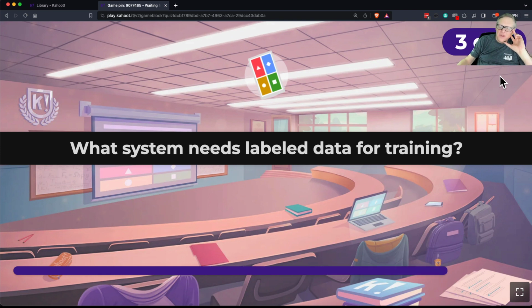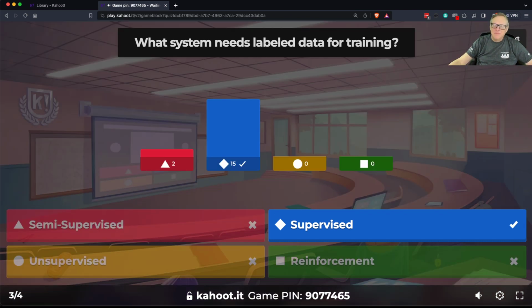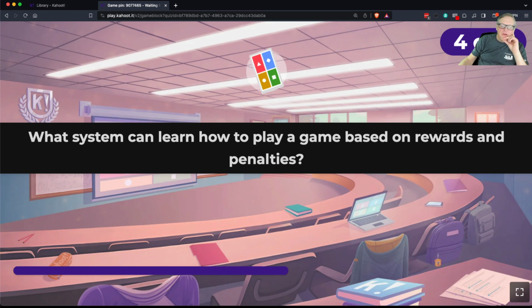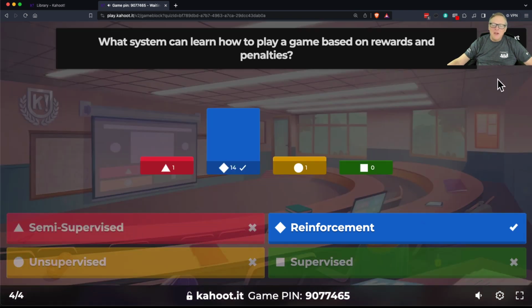All right, which system needs labeled data? That's supervised. Good. All right, which system can learn to play a game based on rewards and penalties? That's reinforcement learning.